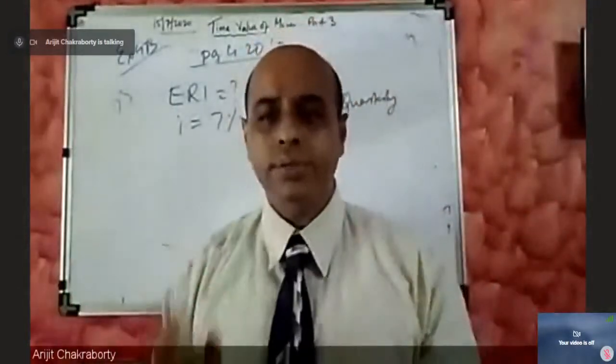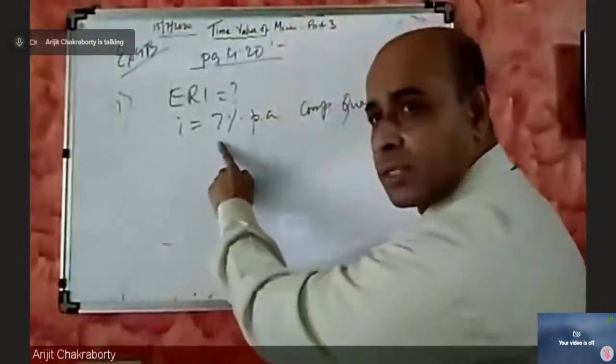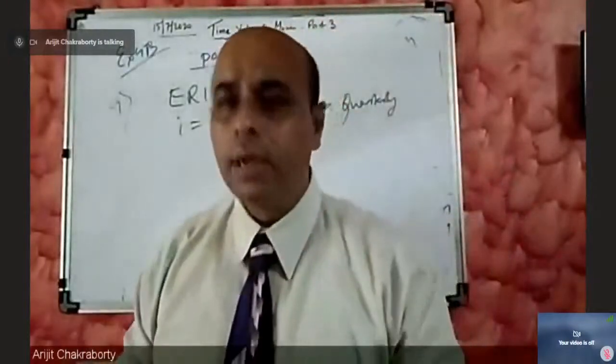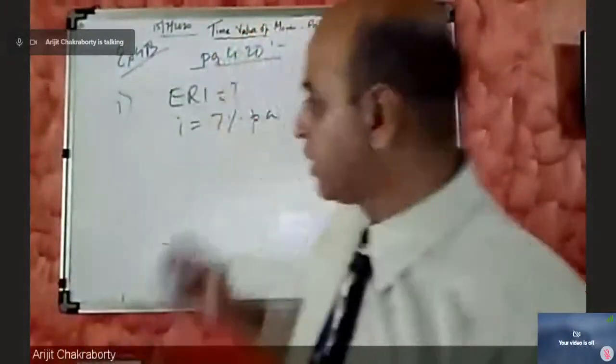Simple. Interest rate is given. How much is that? 7%. What is the duration? 1 year. How many months in 1 year? 12 months. So I write 12 months.